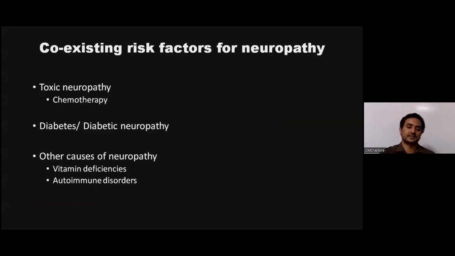That is the CNS involvement of IgM Waldenstrom's. Then coming to coexistent risk factors, as we discussed: toxic neuropathy, chemotherapy, diabetic neuropathy, and vitamin deficiencies. We should also be aware that even in our day-to-day patients with the usual neuropathies, if we think of paraproteinemia, there will be many coexisting conditions.